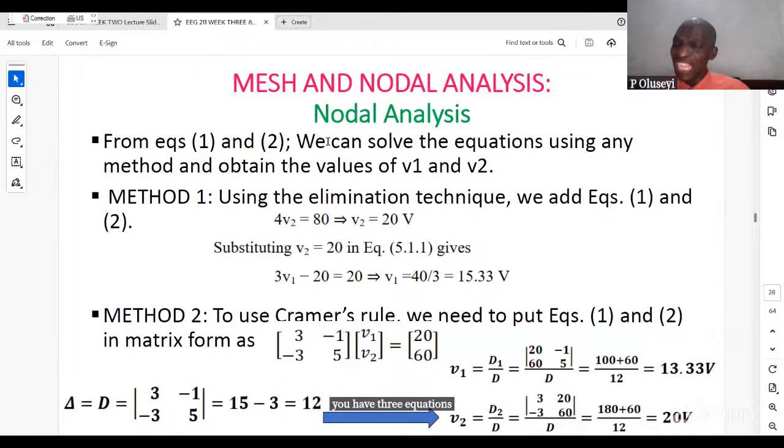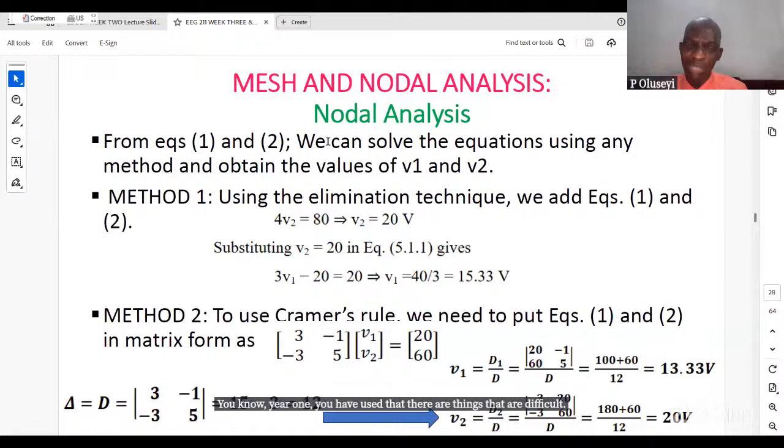You may have a number of nodes that will give you equations that will need a number of mathematical analysis approaches. One of the methods that you can use to get the values for each of the terms that you want is called the elimination technique. You have used this severally in your undergrad, in your secondary school days. In your year one, you have used them. They are not things that are difficult.